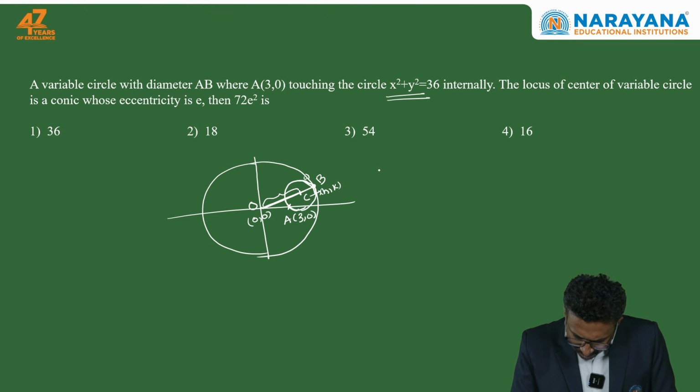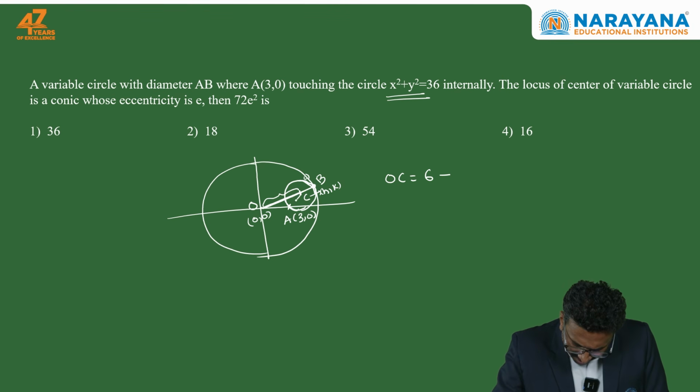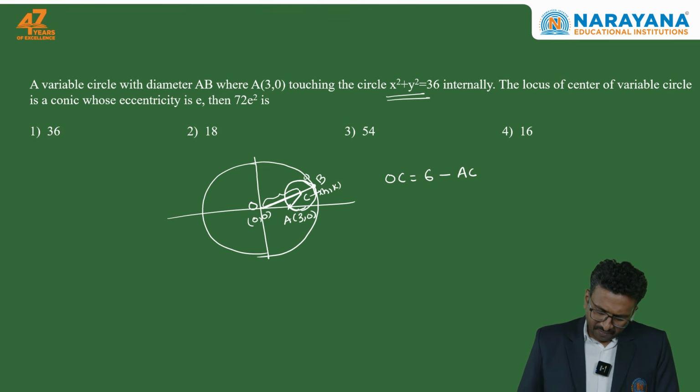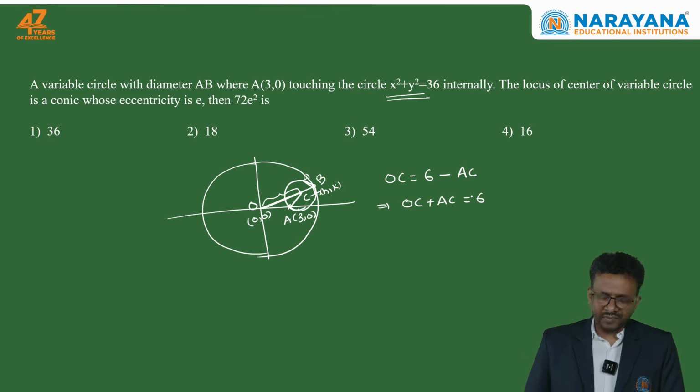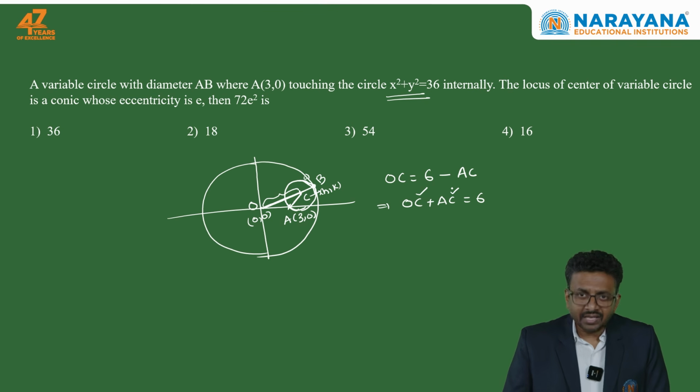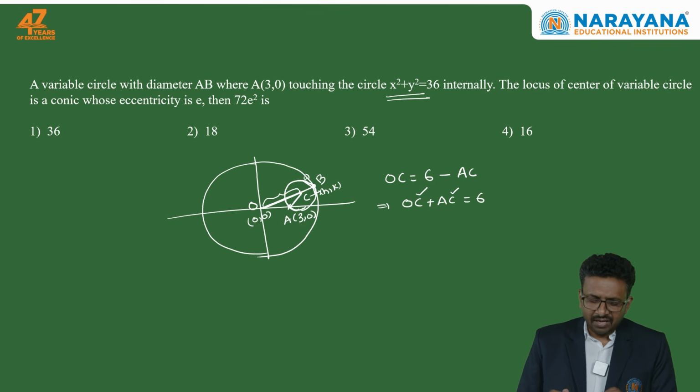So you can clearly see that OC is equal to the bigger radius, which is 6, minus the smaller radius, which can be thought of as the length AC here, because A is a point on the circle and C is the center of the circle. So clearly OC plus AC is equal to 6. That means C is the center of the circle, and the sum of distances of C from O and A is equal to 6.